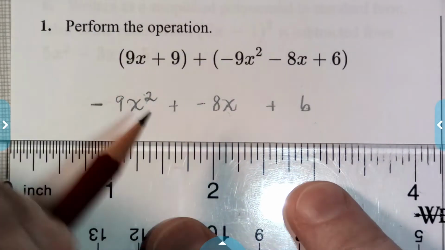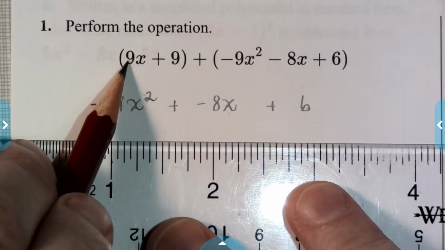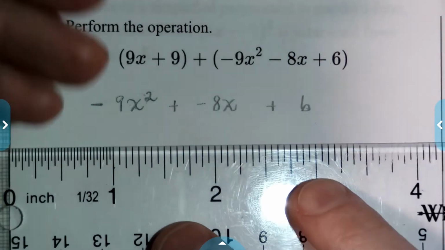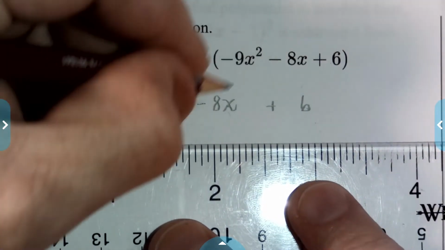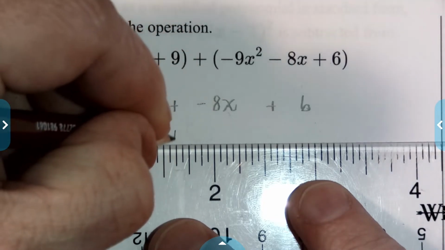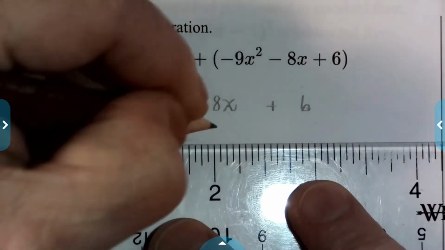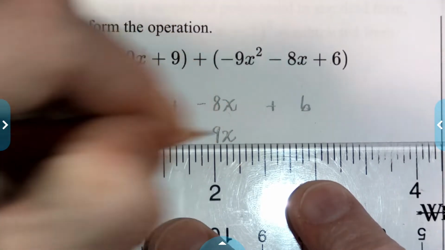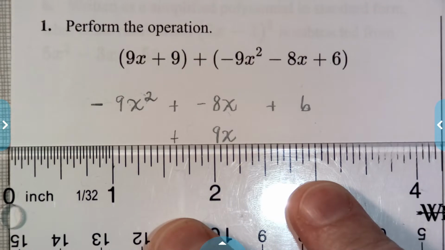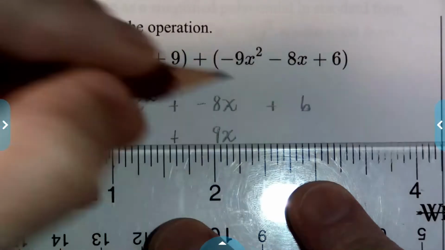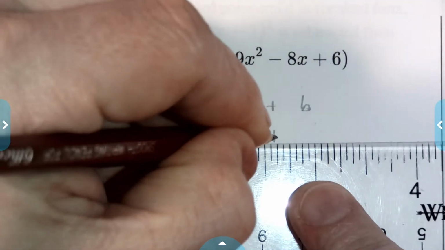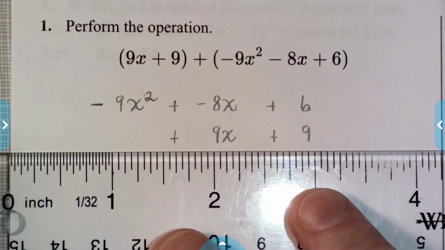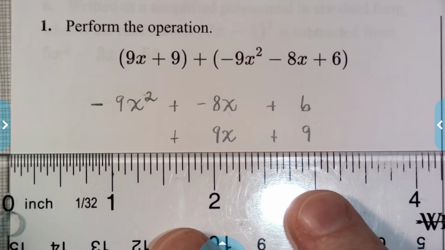All right, so I'm going to place the linear term 9x, positive 9x, underneath the linear term negative 8x. So we'll put in here plus 9x, lining up everything, okay? And plus 9, okay? So plus 9. Okay, well, this is a fairly straightforward process.